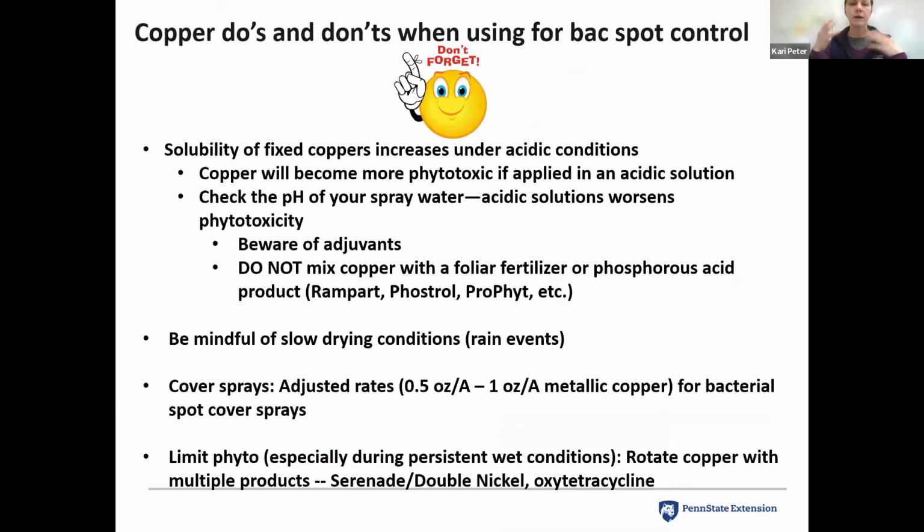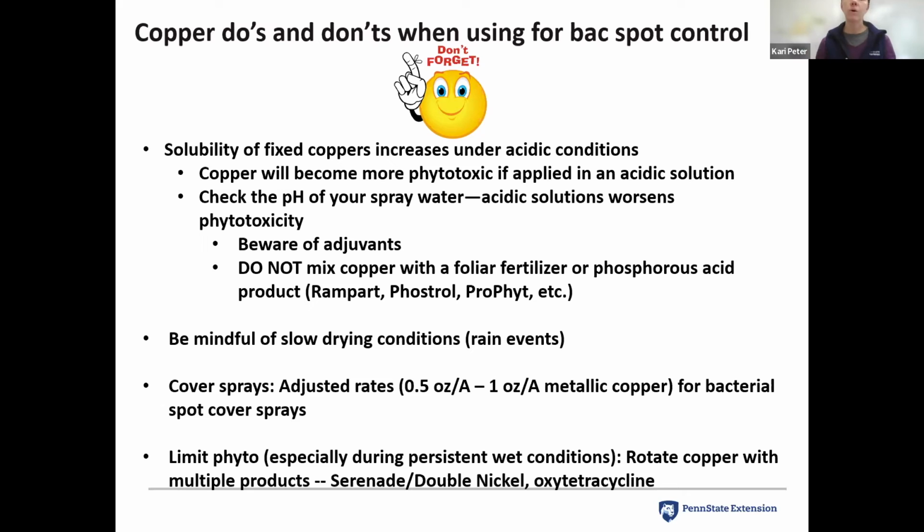Okay, so finally, wrapping things up with the do's and don'ts of copper, and in particular with bacterial spot control. Just remember that the solubility of fixed coppers increases under acidic conditions. Copper is going to become more phytotoxic, as in damaging the leaves, in acidic conditions. Ironically, it's the phytotoxicity on the leaves, not so much on the fruit with stone fruit trees. It's just a reminder there. Make sure you check the pH of your spray water. Again, re-emphasizing the acidic solutions.